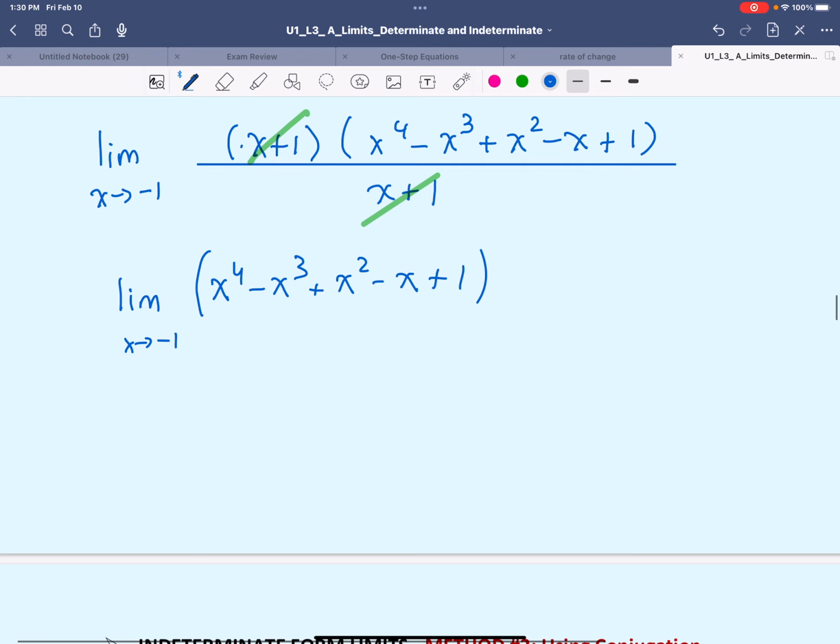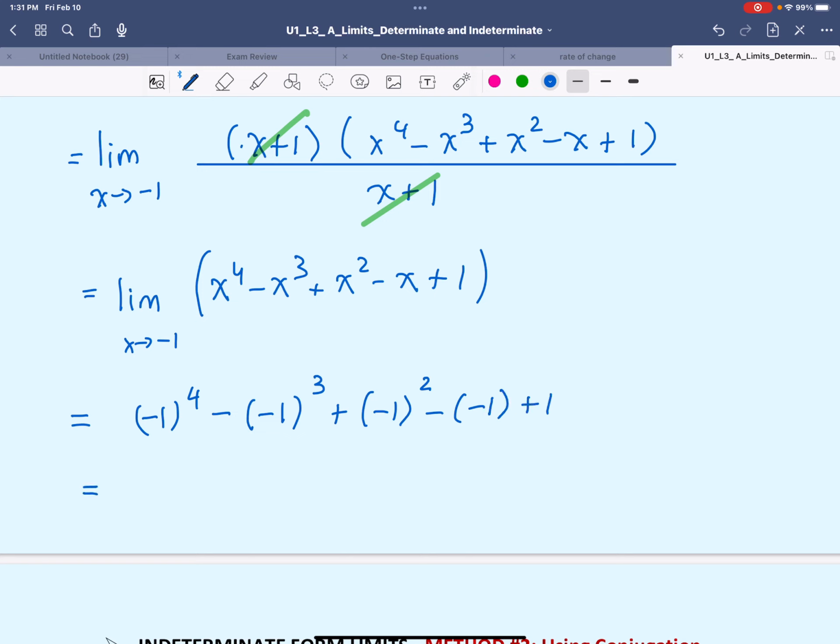And now it's time for us to substitute because we have no more obstacles. So negative 1 to the power of 4 minus negative 1 to the power 3. I'm going slowly so that I won't lose anyone in the process. Obviously, you can speed up the video if you wish.